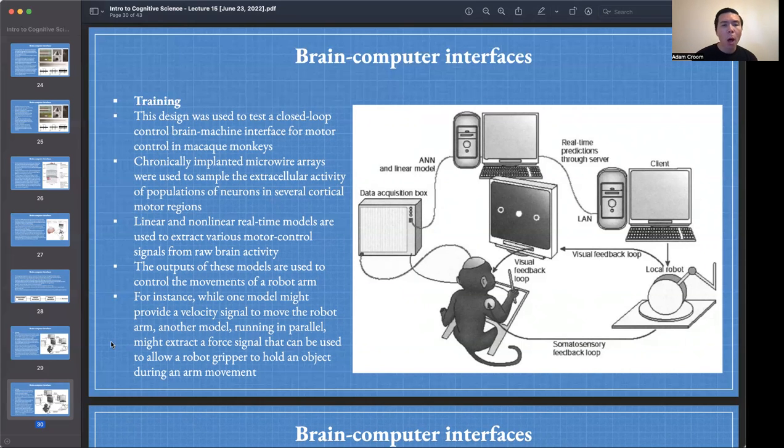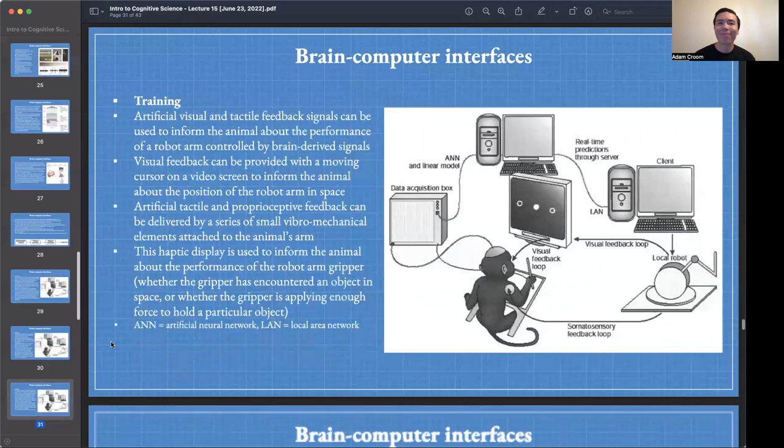For instance, while one model might provide a velocity signal to move the robot arm, another model running in parallel might extract a force signal that can be used to allow a robot gripper to hold an object during an arm movement. Artificial visual and tactile feedback signals can be used to inform the animal about the performance of a robot arm controlled by brain-derived signals. Visual feedback can be provided with a moving cursor on the video screen to inform the animal about the position of the robotic arm in space.